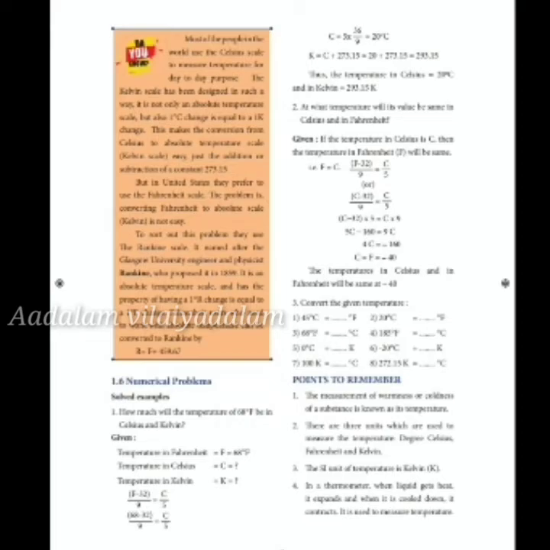(C minus 32) into 5 is equal to C into 9. So, 5C minus 160 is equal to 9C. 4C is equal to minus 160. C is equal to F. F is equal to minus 40. When it is minus 40, you will get both F and C as same. These are the two problems done for you.